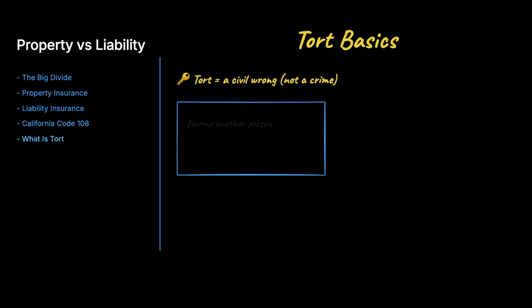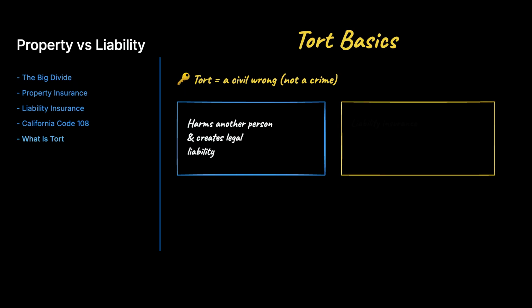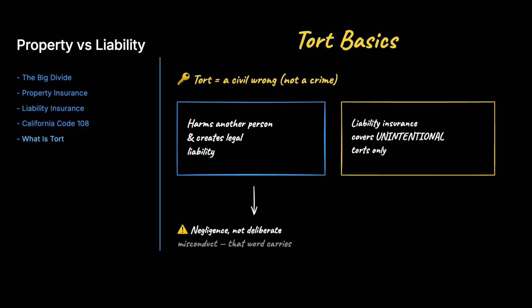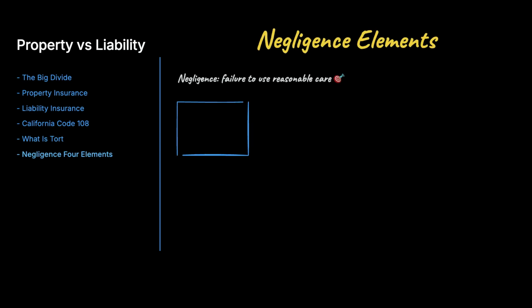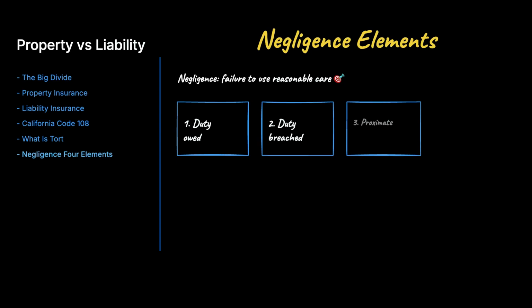Underneath every liability claim sits a legal concept called a tort. A tort is a civil wrong, as opposed to a crime, that harms another and creates legal liability. Liability insurance covers unintentional torts, the ones involving negligence rather than deliberate misconduct. That word negligence is doing enormous work, so let's slow down and unpack it. Negligence is the failure to exercise the care a reasonable person would use in similar circumstances.